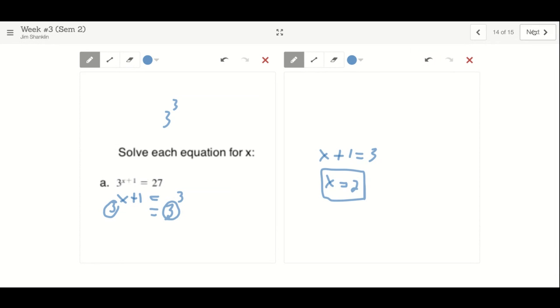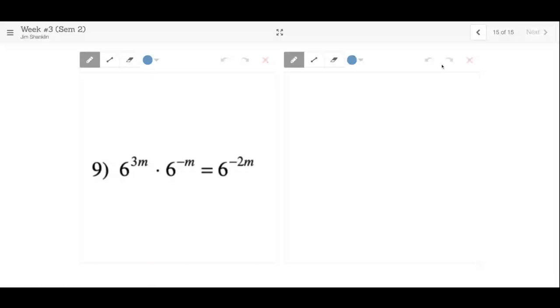All right. I think I have one more slide. What does m equal for this problem? What does m equal? m equals 0. Oh, is that right? 6 to the 2n equals 6 to the negative 2m. So 0. Yeah, that is correct.